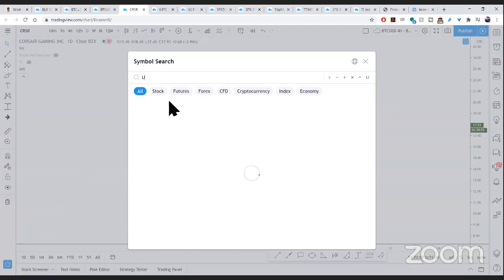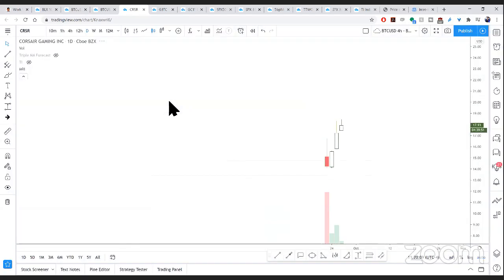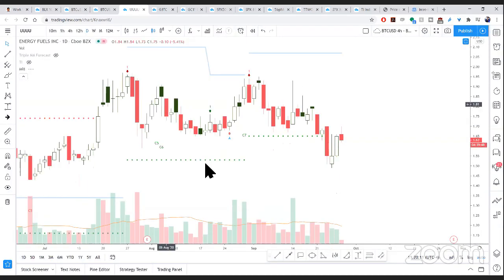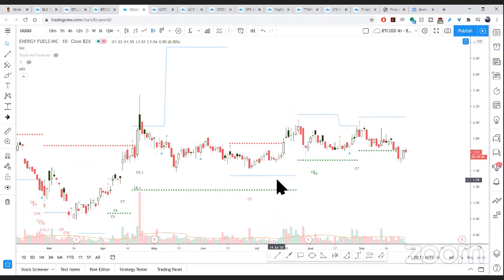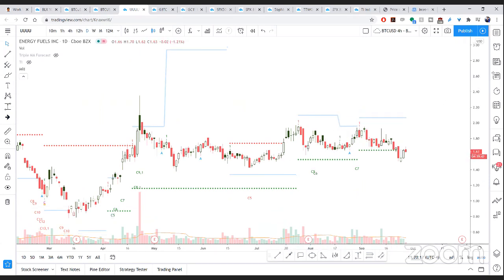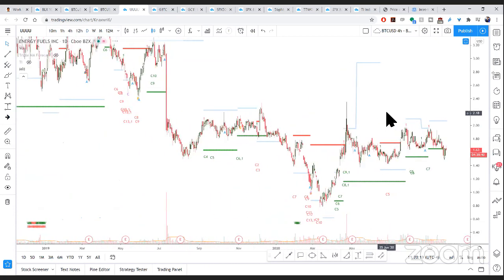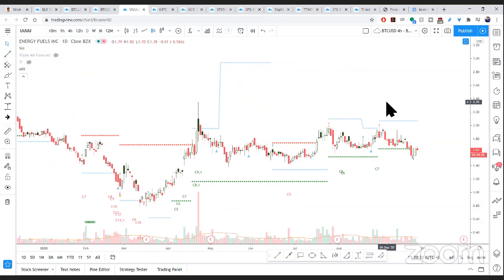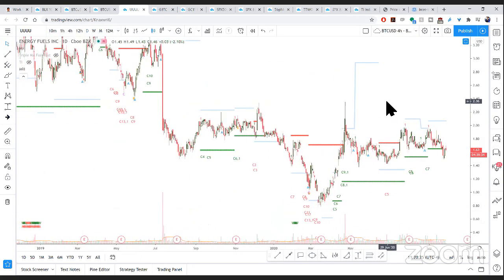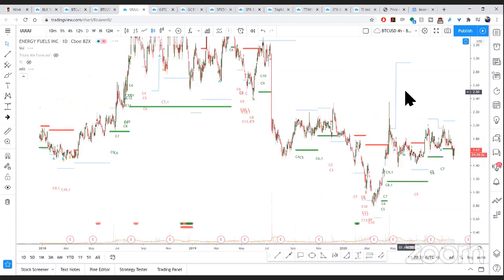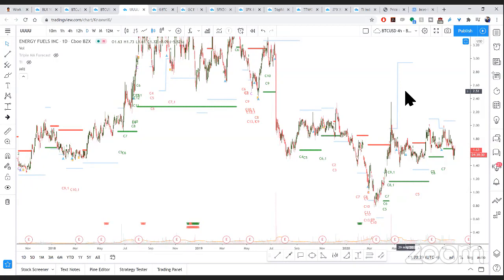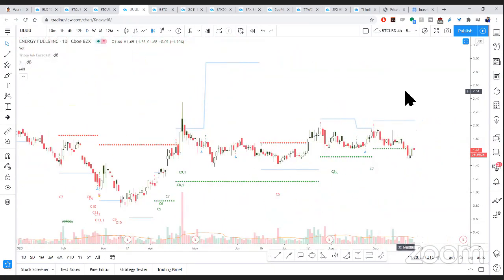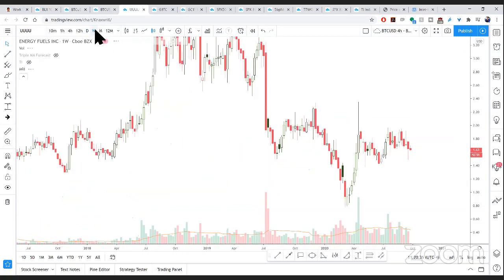Uranium sector? No. I'm not a uranium expert. I should know a little more about it considering I have a degree in geology, but I don't know that much about uranium. No comment. No comment.